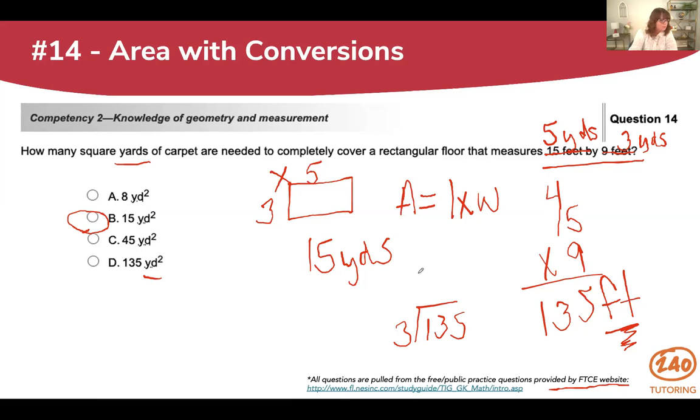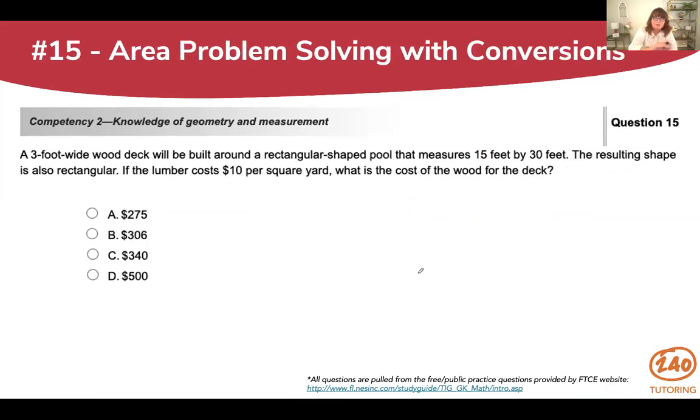So let's move on. Simple, easy to now more difficult. This one requires drawing. Now, it says a 3-foot wide deck will be built around a rectangular shaped pool that measures 15 feet by 30 feet. The resulting shape is also rectangular. If the lumber costs $10 per square yard, what is the cost of the wood for the deck?